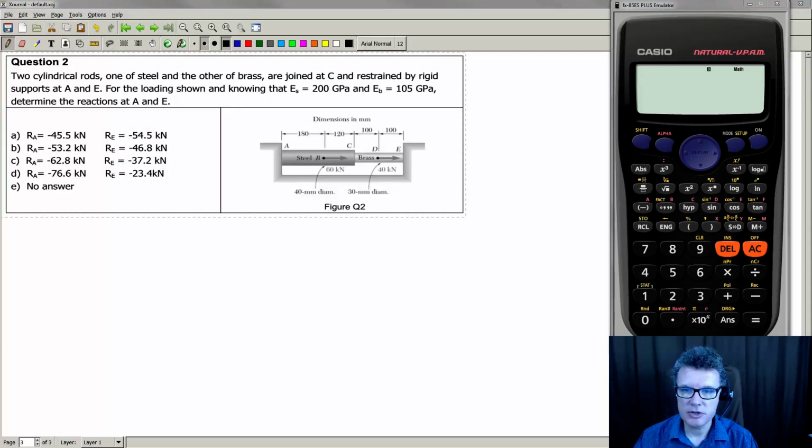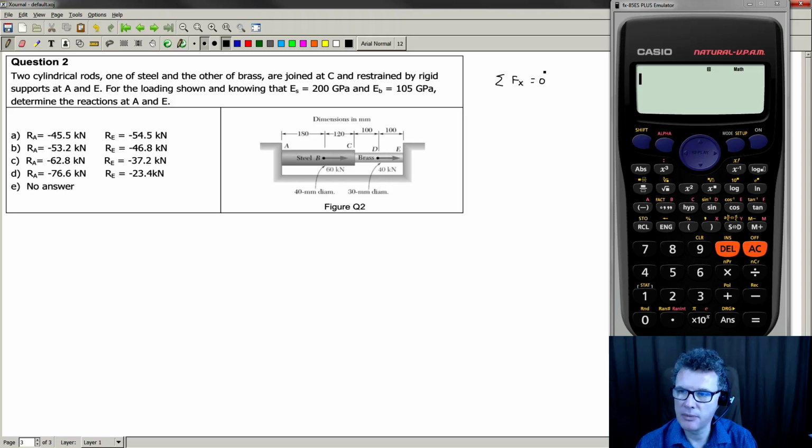Okay, so question 2, I'm going to build on the same approach that I used for question 1. There is an alternative approach you can use for this, superposition, but we'll do the same approach. So we're basically going to be summing up our forces in the x direction. We're going to be taking positives going left to right.